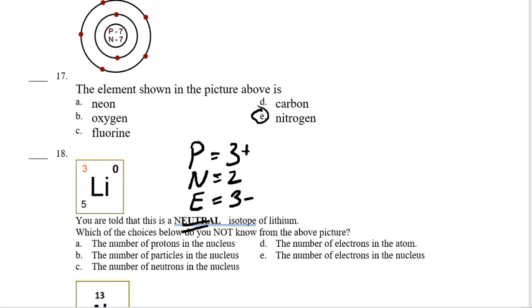Okay, so which of the choices below do you not know? The number of protons? No, we do. The number of particles in the nucleus? No, we have 5. Number of neutrons in the nucleus? No, we actually know there are 2. The number of electrons in the atom? No, we have 3. The number of electrons in the nucleus? There are no electrons in the nucleus, so this must be the false response.